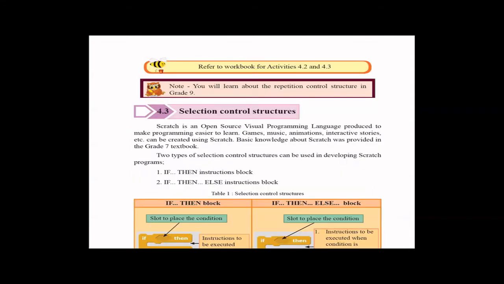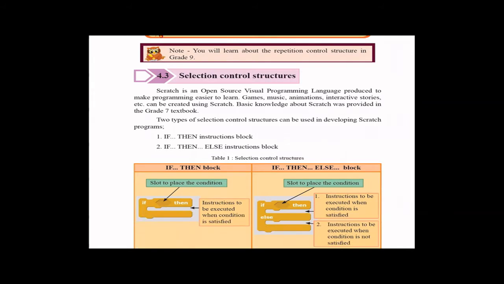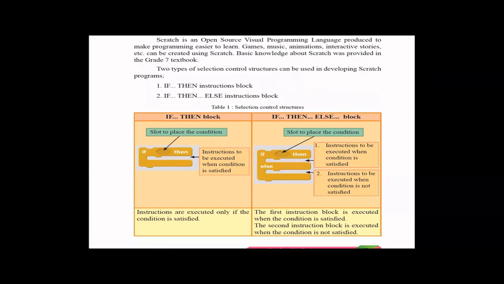Here we are basically talking about the if then block. Basically, here we are doing the selection control structure. To select something, you need a condition. So in this block, you have an if condition with some condition. For example, only if this condition is true, if it is satisfied, these instructions here will be executed. Understood?